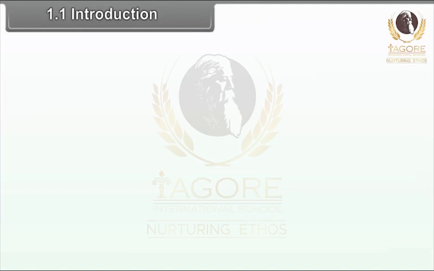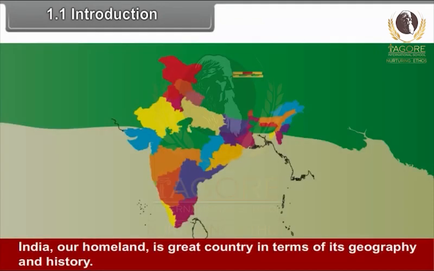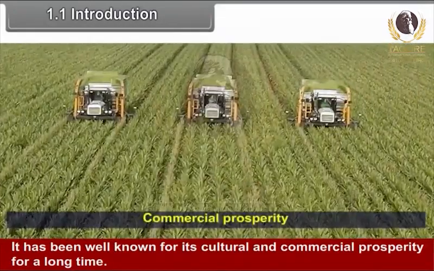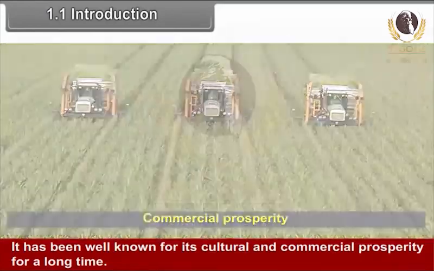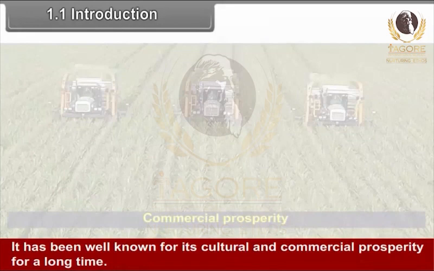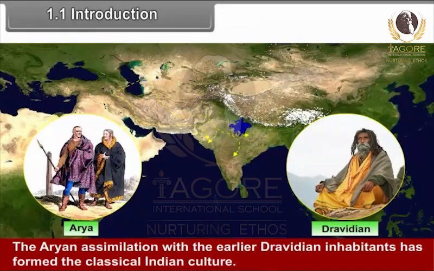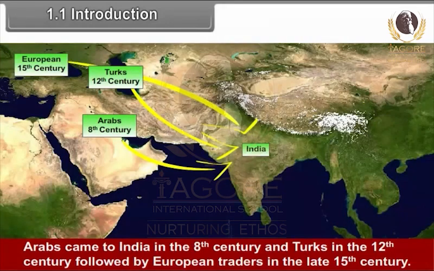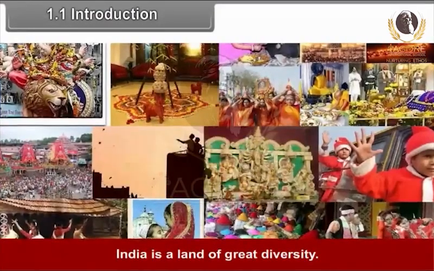(1.1) Introduction. India, our homeland, is a great country in terms of its geography and history. It has been well known for its cultural and commercial prosperity for a long time. The Aryan assimilation with the earlier Dravidian inhabitants has formed the classical Indian culture. Arabs came to India in the 8th century and Turks in the 12th century, followed by European traders in the late 15th century. India is a land of great diversity.